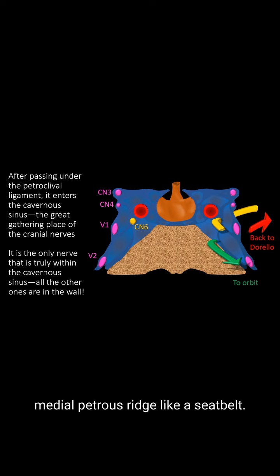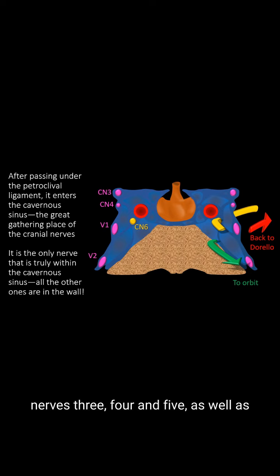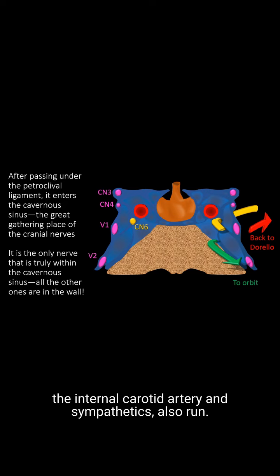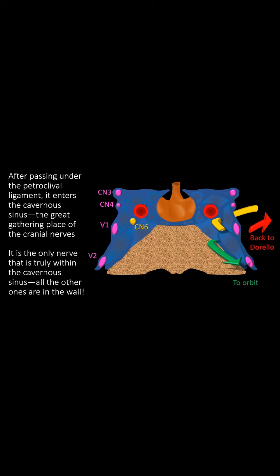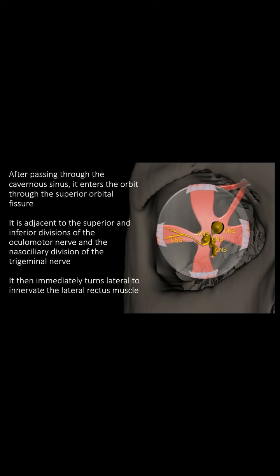It then enters the cavernous sinus, where cranial nerves 3, 4, and 5, as well as the internal carotid artery and sympathetics also run. Now, the 6th nerve is located more medially than the other nerves. In fact, it is the only nerve to run in the cavernous sinus itself, rather than in the wall.